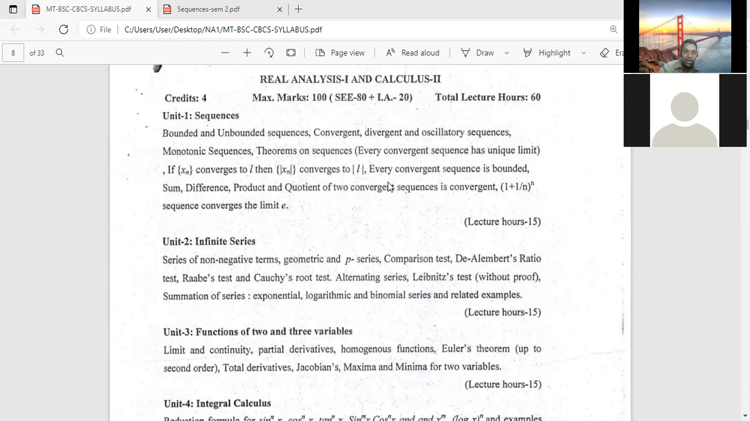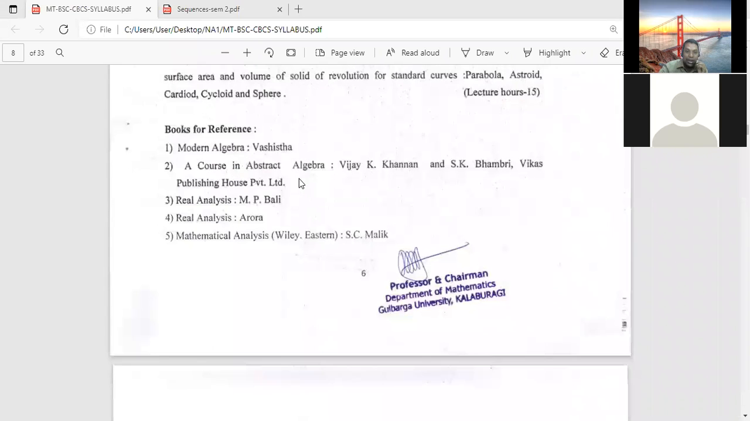Here, the units allotted to me are the first one, sequences, and the second one, series. I am taking unit 1 as well as unit 2. We have already started with sequences, and you have already studied sequences, and I think you already know the practicals are also there.